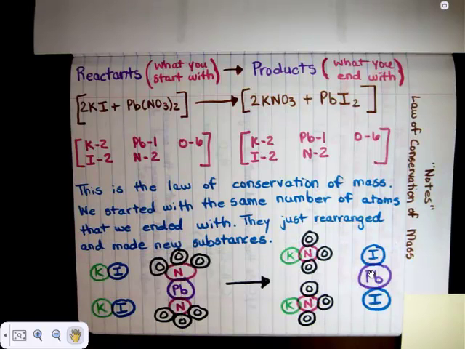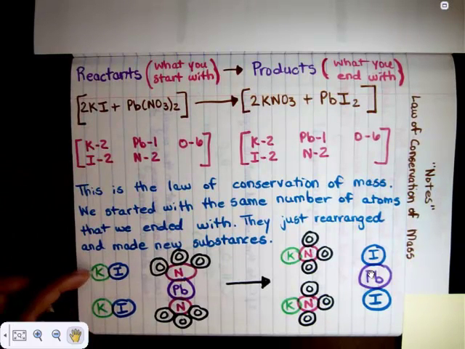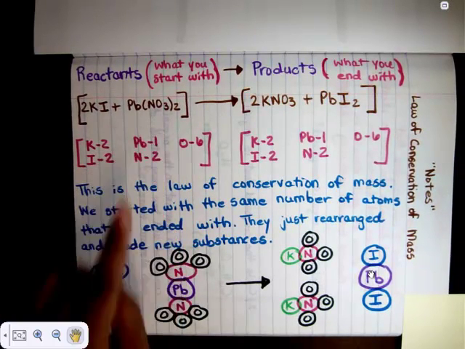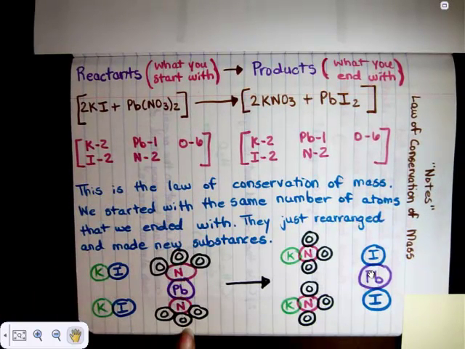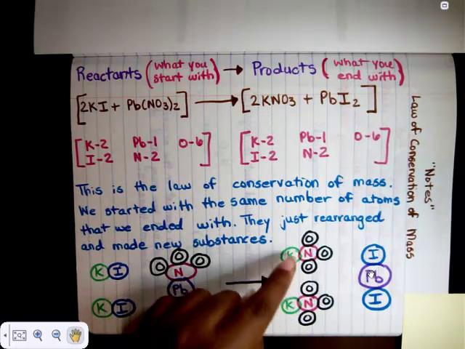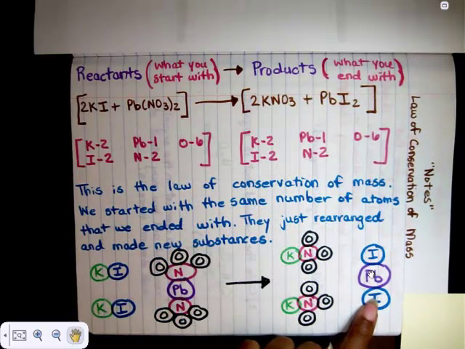And so what I did down here is we actually drew out the molecules so you can see how things are arranged. We had 2 potassium iodides. We had 1 lead nitrate, which looks like this. And in the end, things just rearranged to make new substances. We had 2 potassium nitrates right here. And then we had 1 lead iodide right here.